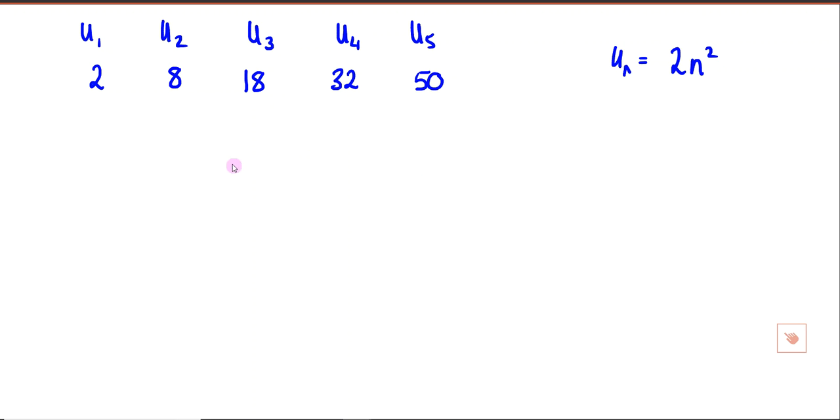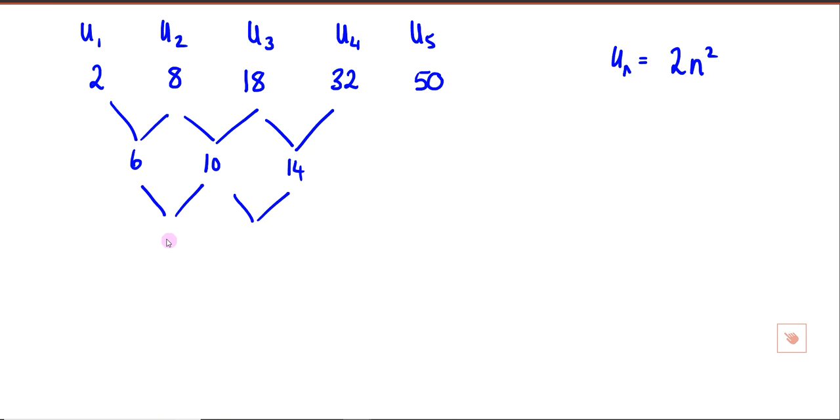So what's our first step? Our first step is to work out what the second line of difference is. So what's the first line of difference? 6, 10, 10. Yeah? What's the second line of difference? 4, 4. Okay.